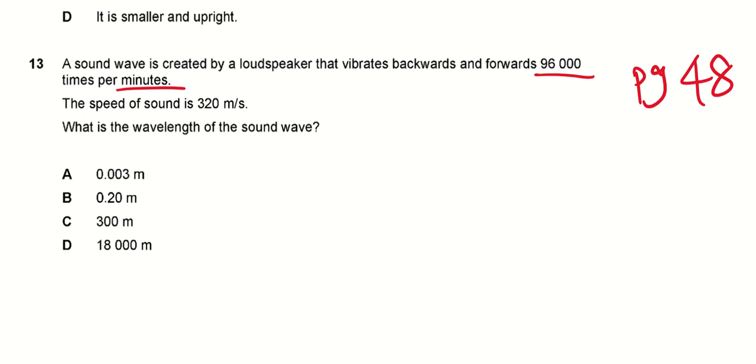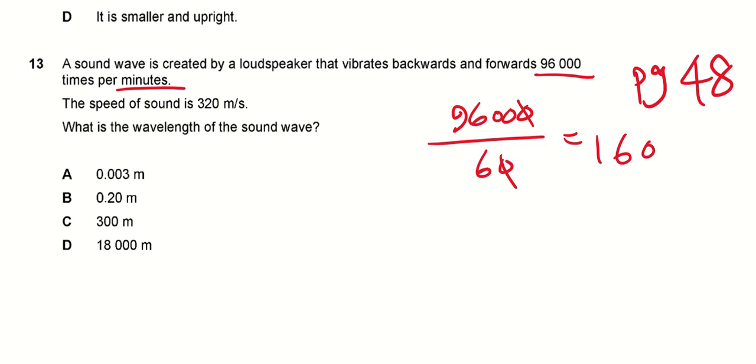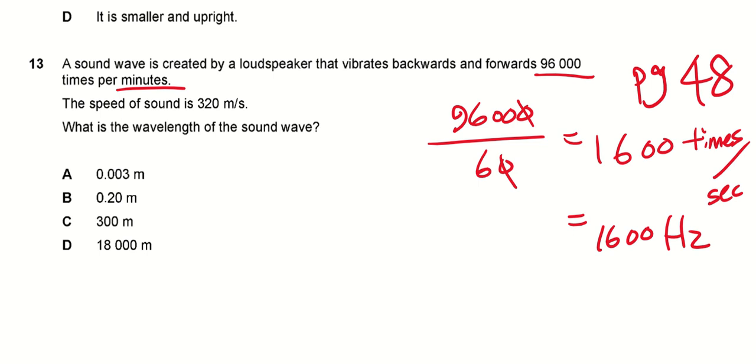The trick here is because it vibrates back and forward 96000 times per minute. Per minute, what do you need to do? You need to change it to per second. So it will be 96000 over 60. So it will be 1600 times per second. The number of times that something happens is called frequency. So the unit for frequency is hertz.